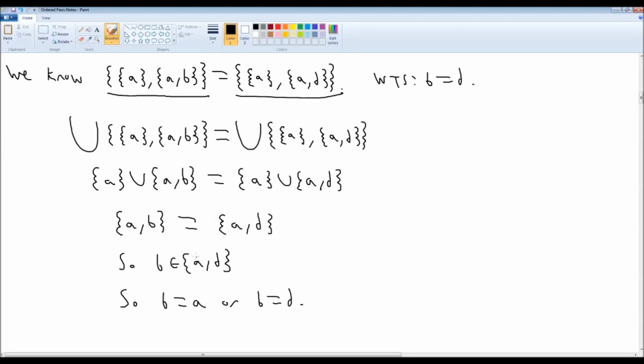So that means either B equals this guy or B equals this guy. Now, what do we want to show? We want to show that B equals this guy. Well, towards a contradiction, assume that what we want to prove is false. Assume B and D are not equal to each other.